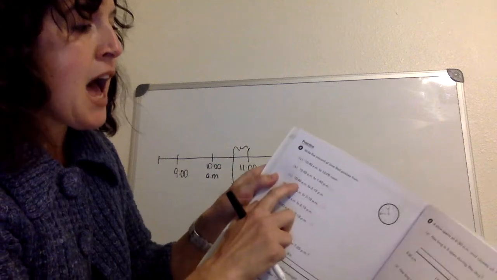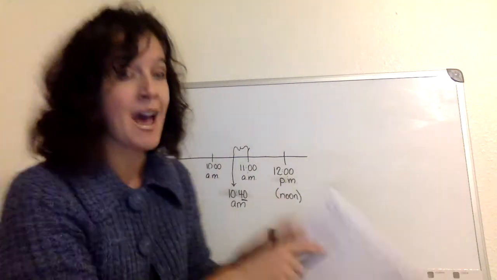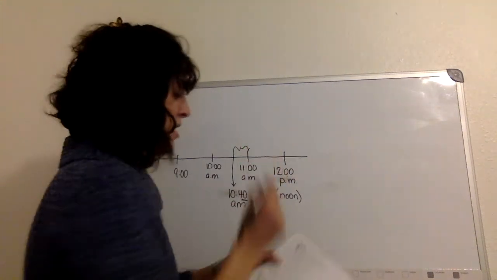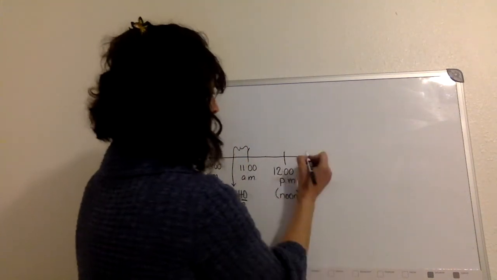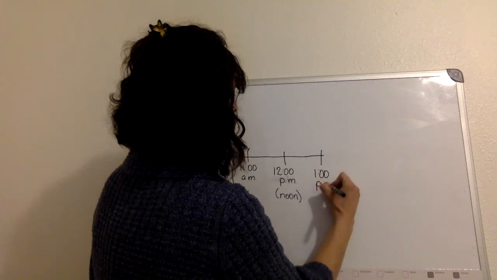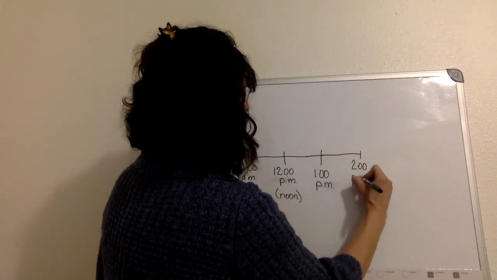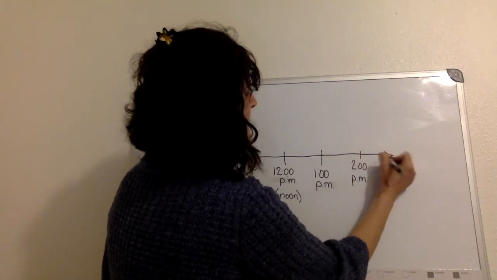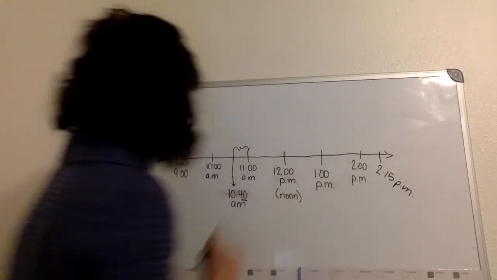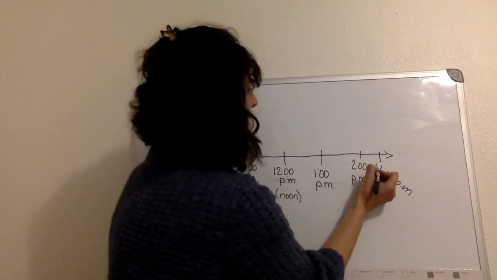Letter C says, how much time passes from 10:40 a.m. to 2:15 p.m.? I need to make my little time number line here a little bit longer. So I've got to get to 2:15 p.m. So I've got 12 o'clock p.m. And then here would be 1 o'clock p.m. And then 2 o'clock p.m. And then finally 15 minutes after 2 o'clock is 2:15 p.m.